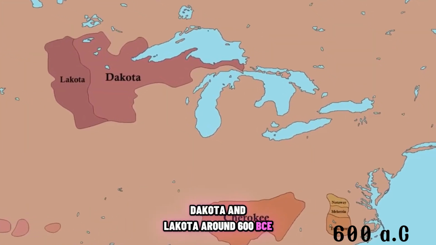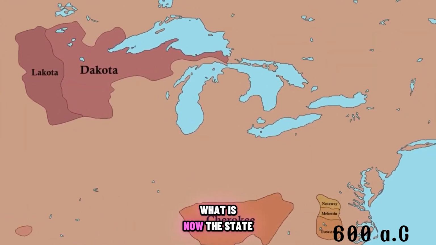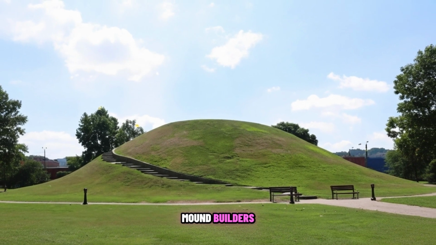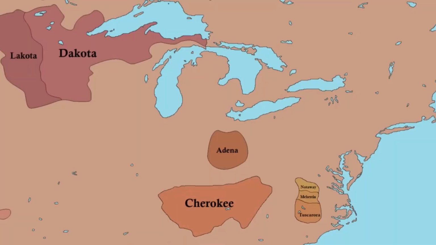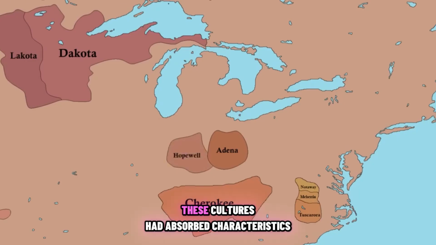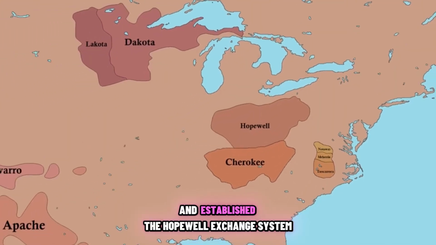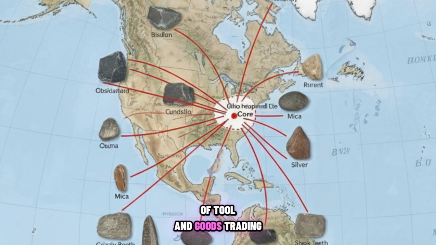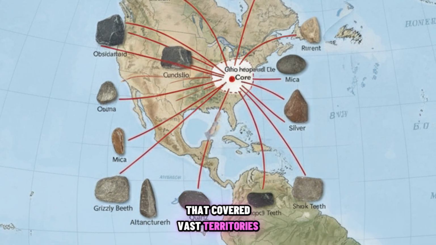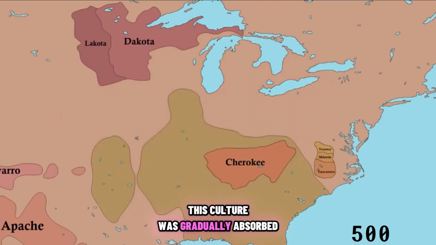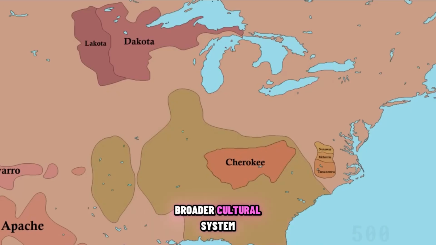Around 600 BCE, a new culture emerged in what is now the state of Ohio. The people of this culture were among the earliest mound builders. Around 100 BCE, a number of indigenous cultures flourished. By around the beginning of the Common Era, these cultures had absorbed characteristics from the surrounding societies and established the Hopewell exchange system. This was an early system of tool and goods trading that covered vast territories. However, by around 500 CE, this culture was gradually absorbed by another broader cultural system.